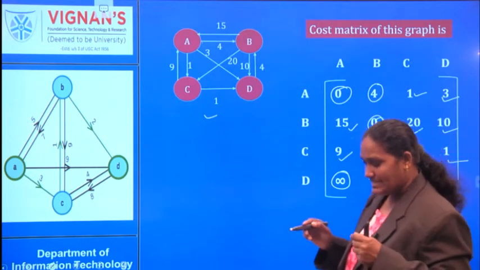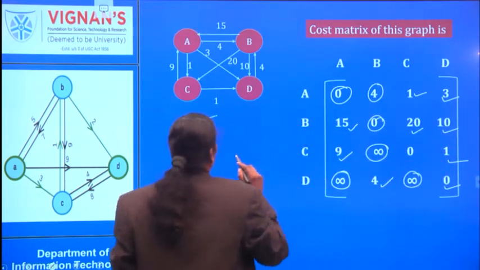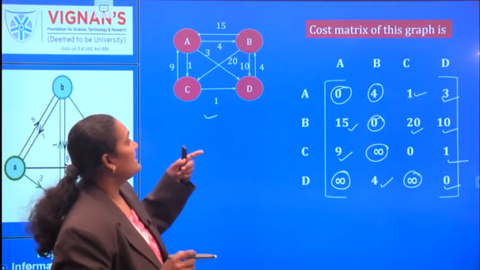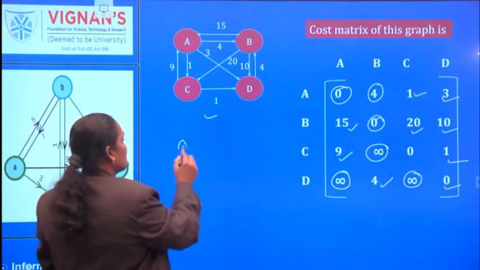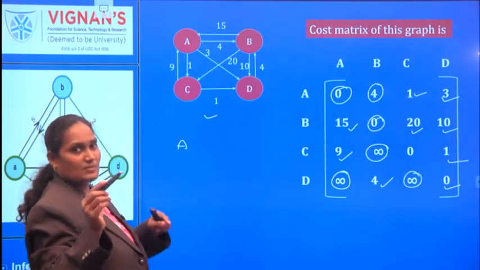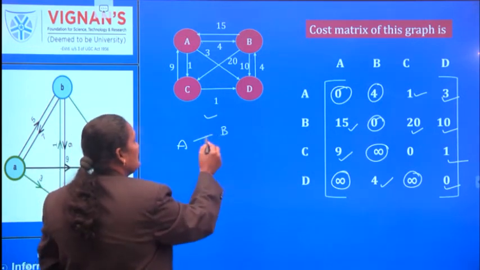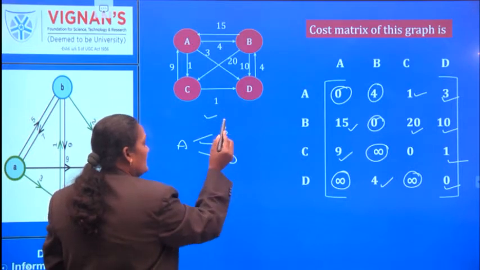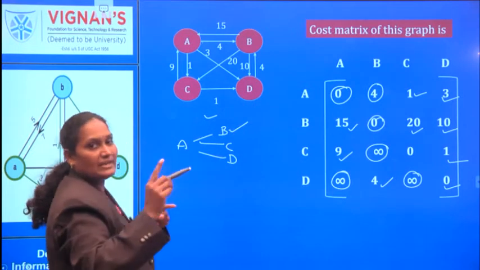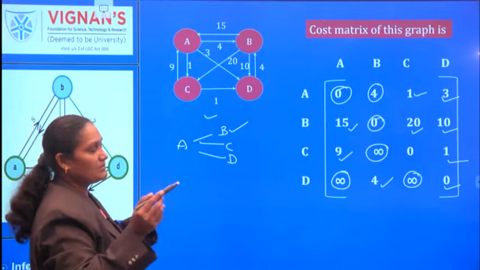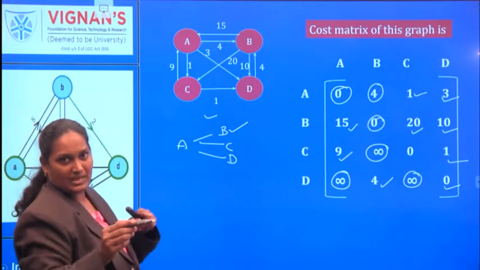Now here, what is our problem? What is our all pairs shortest path problem? Here we need to consider every vertex as a source vertex. Suppose I am taking A as the source vertex, then B, C, D become the destinations. What is the shortest path from A to B? From A to C? From A to D?